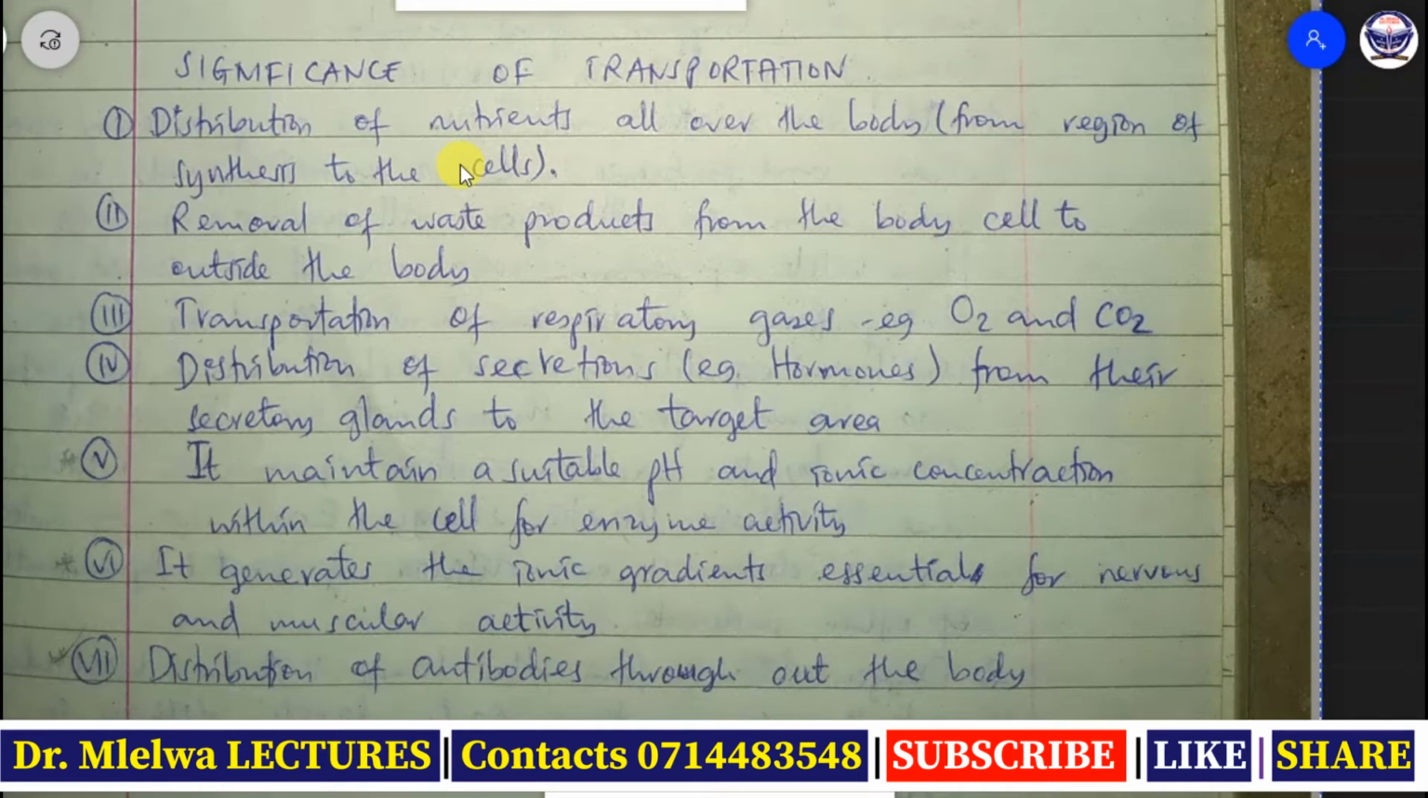So what I want to say here is that the contraction of muscles and the excitation of nerve tissues require ions such as sodium, potassium and calcium. Now the maintenance of these ions by transport mechanisms helps the contraction of muscle and the excitation of nervous tissue.